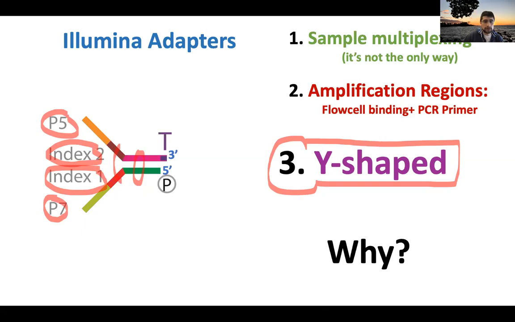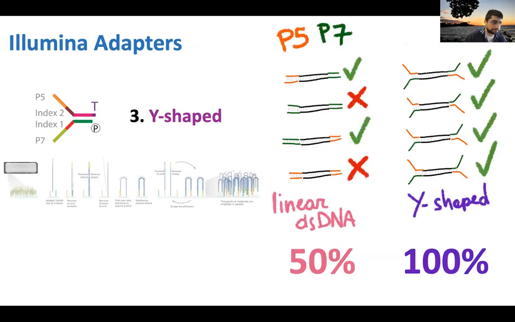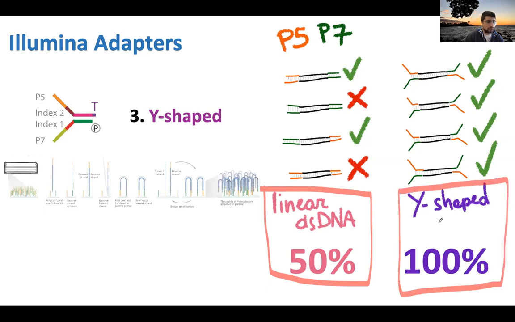But why didn't we, instead of using one Y-shaped partially double-stranded oligo, just use two fully double-stranded oligos? The reason is depicted here. Let's pretend on the left we have two oligos: the orange one has all the P5 and the barcodes that I described before, and the green one has all the P7 and the barcode. On the left you have linear double-stranded DNA, and on the right you have the Y-shaped Illumina adapters.